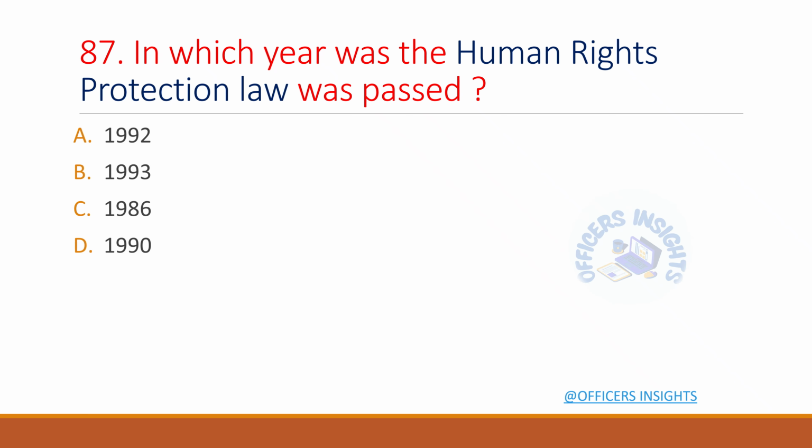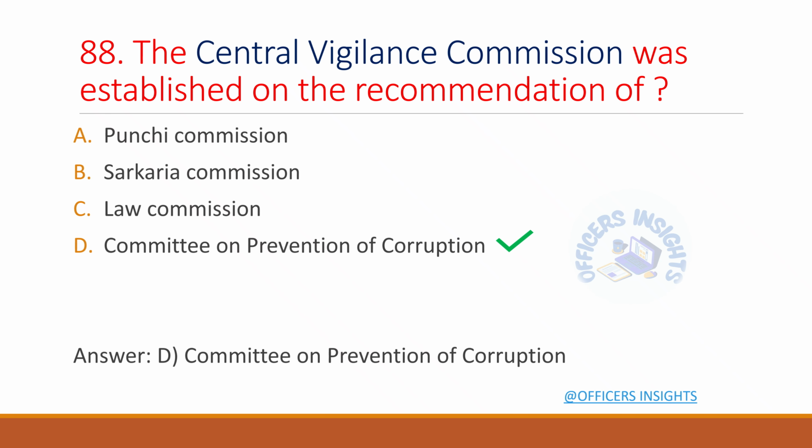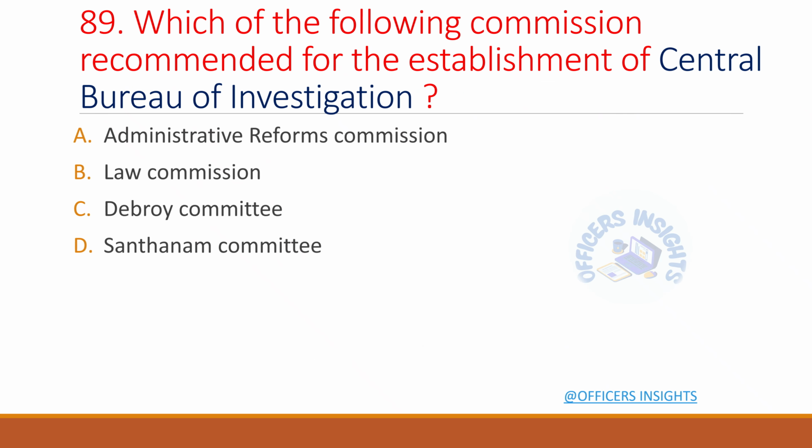In which year was the Human Rights Protection Law passed? Correct answer is option B, 1993. The Central Vigilance Commission was established on the recommendations of. Correct answer is option D, Committee on Prevention of Corruption. Which of the following commissions recommended the establishment of Central Bureau of Investigation? Correct answer is option D, Santhanam Committee.